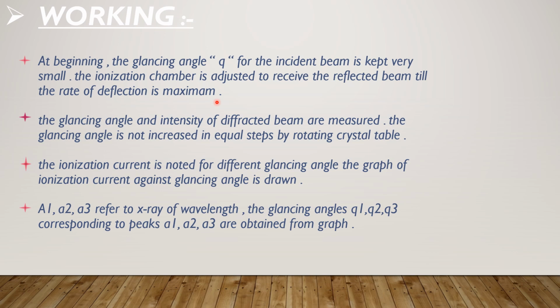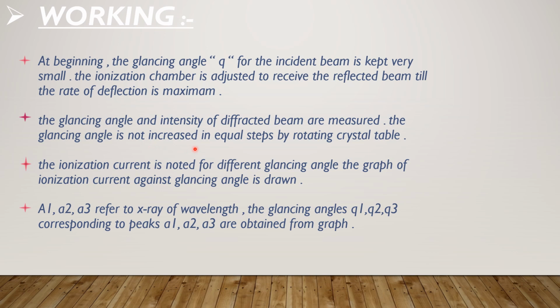At the beginning, the incident beam of X-rays from the X-ray tube is incident on the crystal target and forms a very small glancing angle. The ionization chamber, which is present in the radial arm, the extended part of that circular table, is adjusted in such a way that it receives the reflected beam from the crystal at the angle of maximum deflection. The glancing angle and the intensity of the reflected beam are measured using the vernier scale present in the spectrometer.